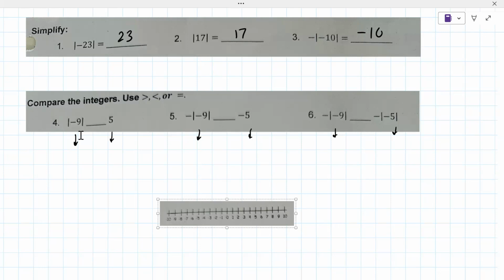So, number four, I got the greater than symbol, I think. Is this the symbol? Yes, that's the symbol. And the next one, I got the less than. Okay, agreed. And the next one, I've got the less than.